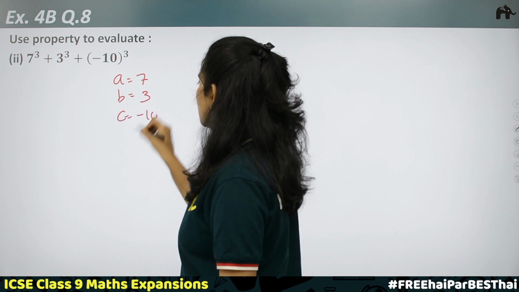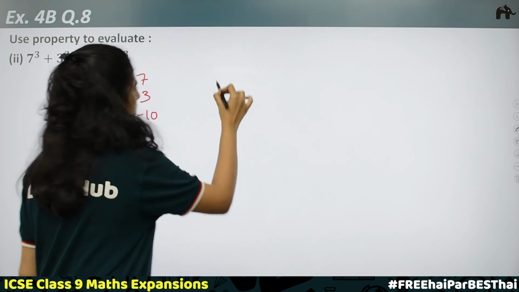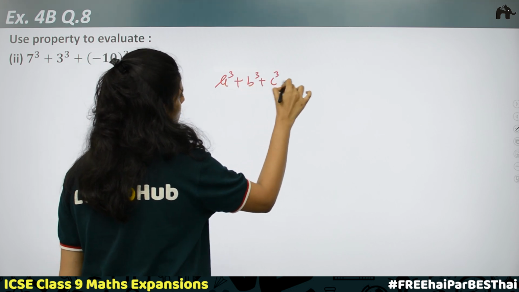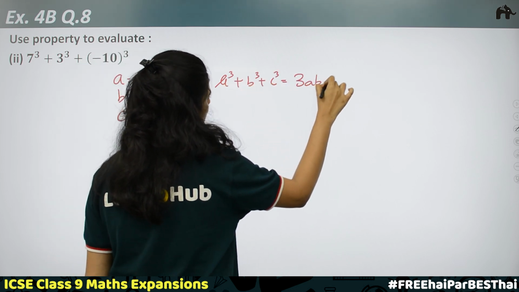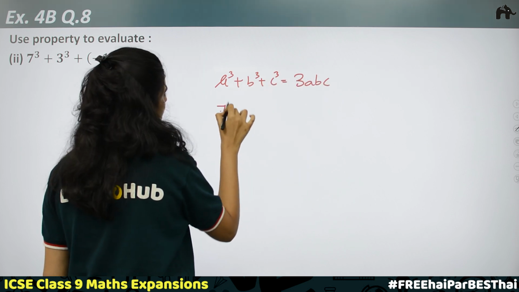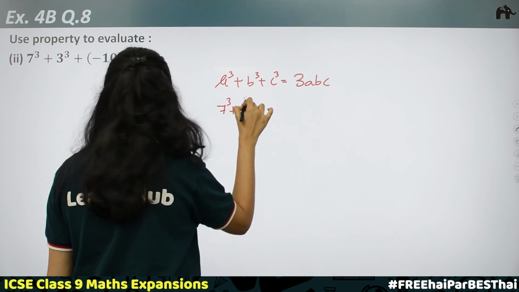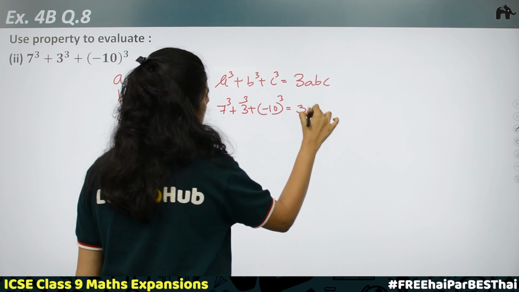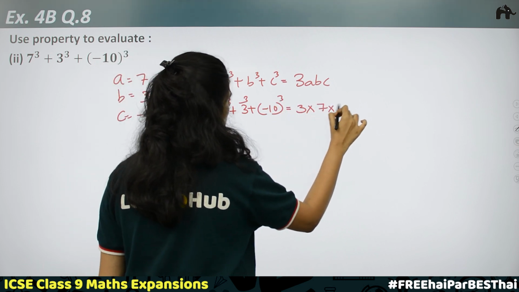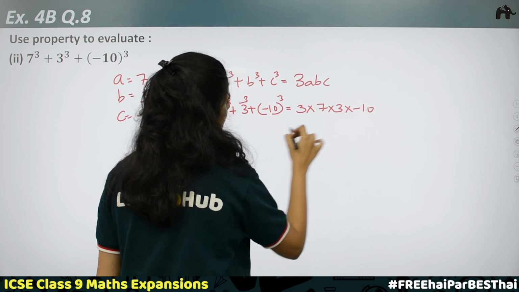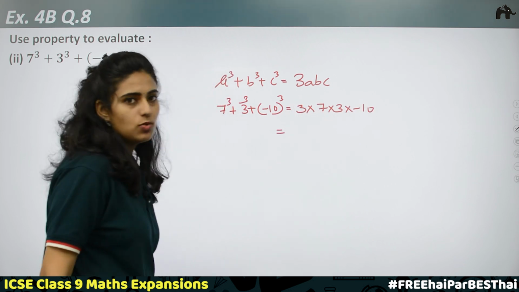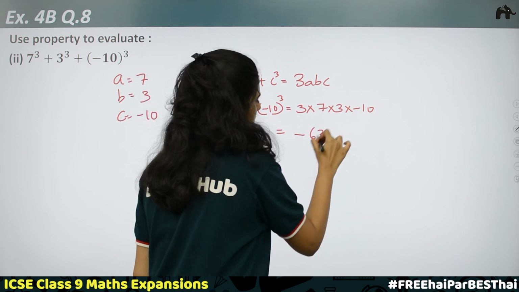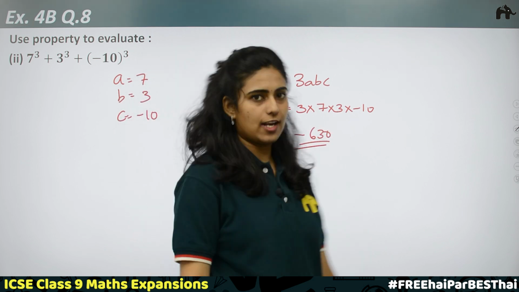Second one, here a is equal to 7, b is equal to 3 and c is equal to minus 10. Therefore, we have the property a cube plus b cube plus c cube is equal to 3abc. 7 cube plus 3 cube plus minus 10 cube is equal to 3 into 7 into 3 into minus 10, which is equal to 3 into 7, 21, 21 into 3 is 63, minus 360? Minus 360 is your answer.